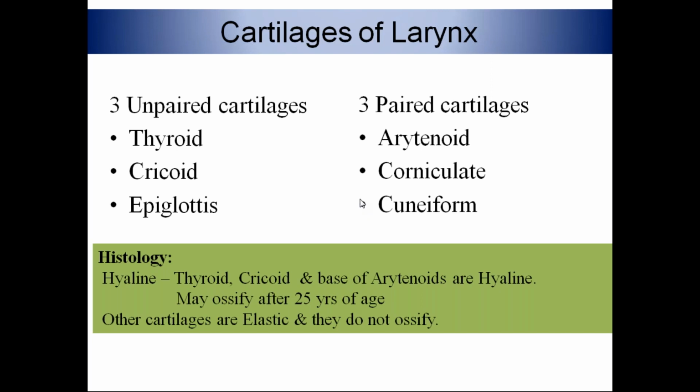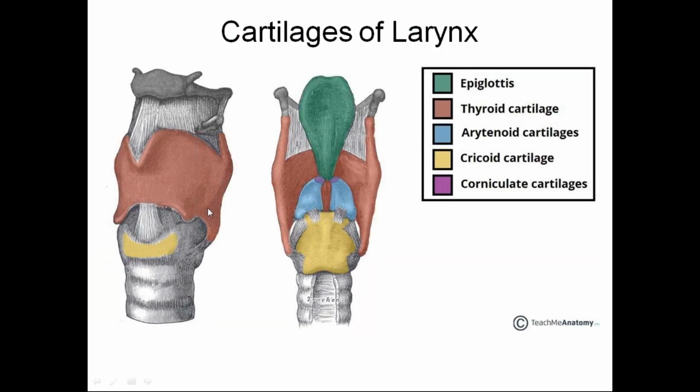Now see in the next picture, you see the cartilages. This is the hyoid bone. The red colored one here is the thyroid cartilage and the green colored one is the epiglottis. The yellow colored one is the cricoid cartilage, and the blue colored one is the arytenoid cartilage, and the purple colored one here is the corniculate cartilage. The cuneiform will be above the corniculate cartilage.